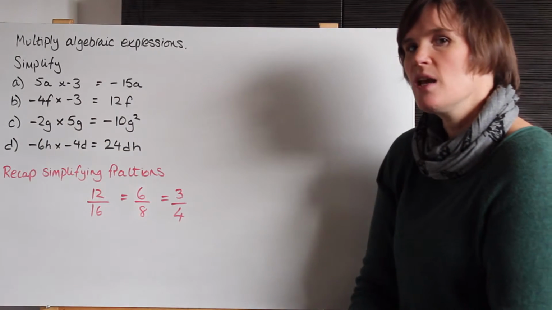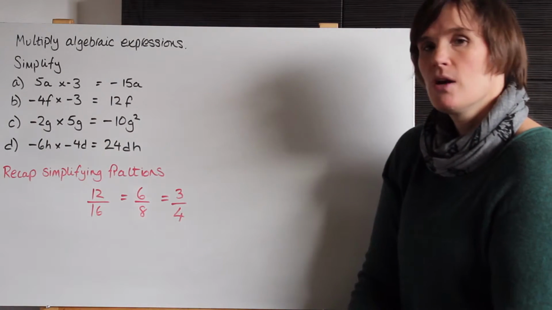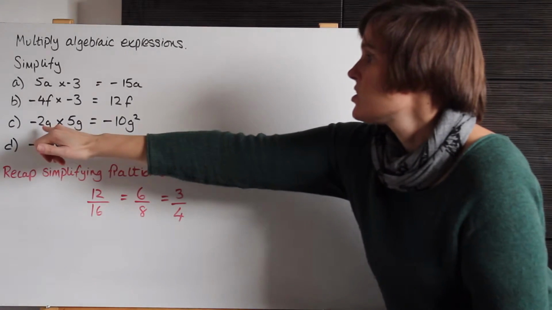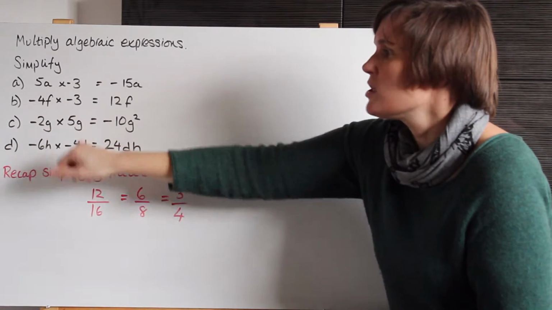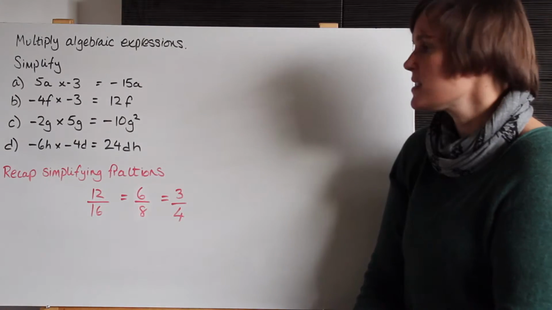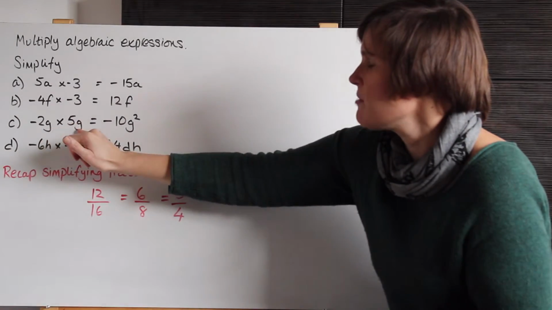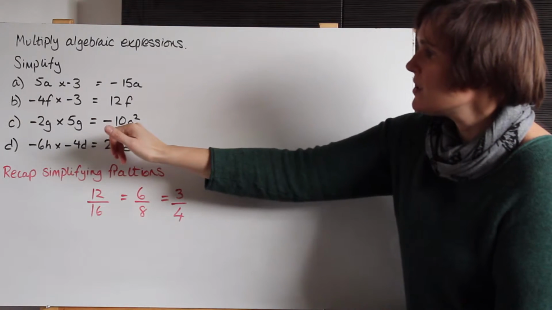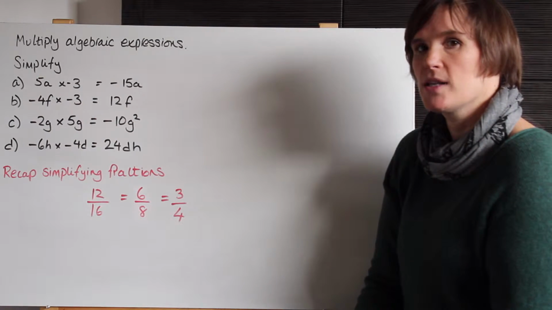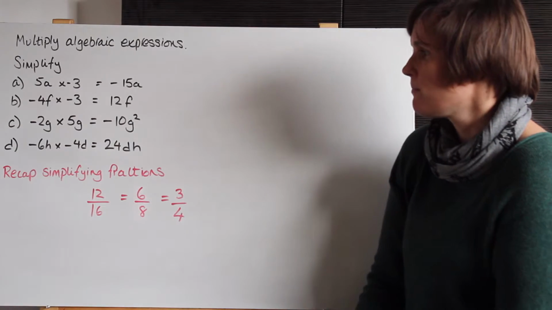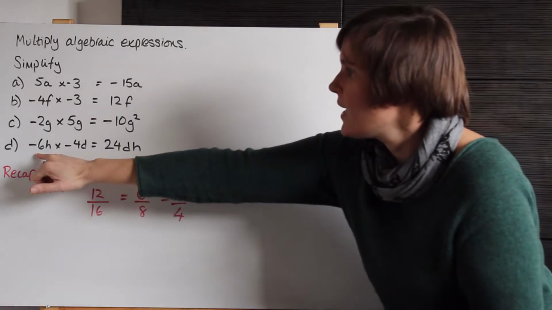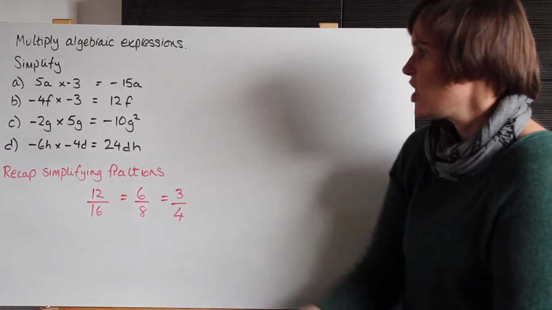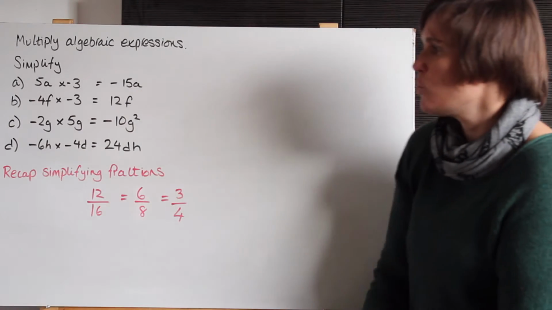Minus 2g times 5g. We'll do the numbers first. So, minus 2 times 5 gives us minus 10. g times g gives us g squared. So our answer is minus 10 times g squared. Minus 10g squared.